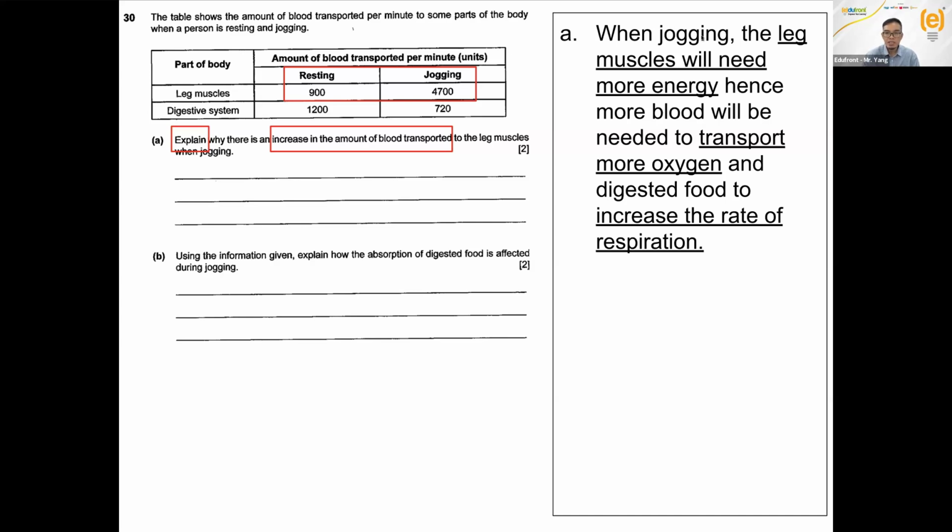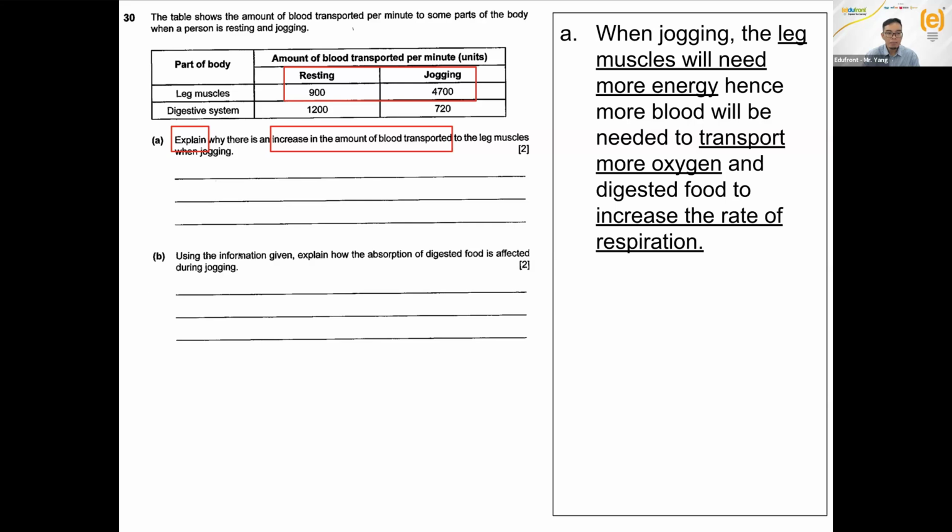Right, the keywords here: when jogging, the leg muscles will need more energy. Because why? We are running, right? We're jogging, we are using more of our leg muscles. So automatically more blood will be channeled to our legs so that it can carry more oxygen and digested food to increase the rate of respiration.